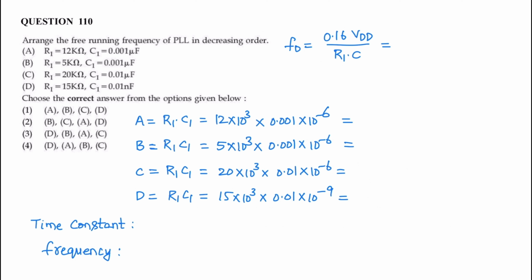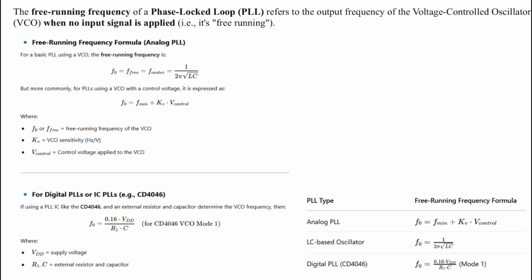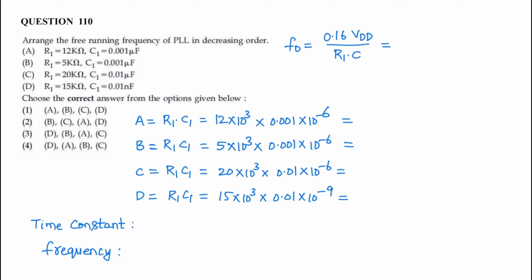Next question. Arrange the free running frequency of phase lock loop in descending order. So we know that for an analog PLL, the free running frequency or center frequency is given by 1 by 2 pi square root of LC. For a digital phase lock loop, the free running frequency is given as 0.16 into supply voltage VDD divided by R1 into C. R1 is an external resistor, C is the external capacitor. Let us assume the given PLL is a digital phase lock loop.